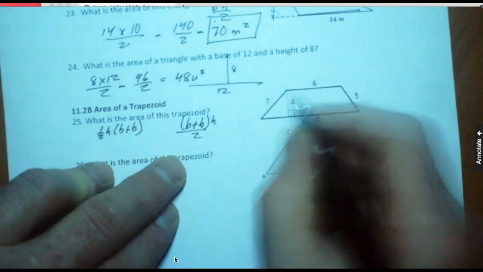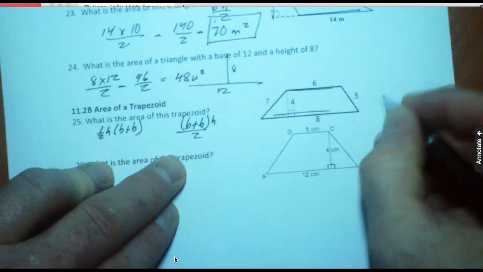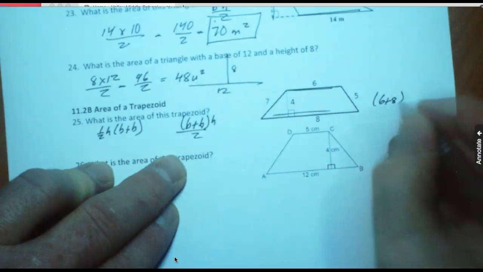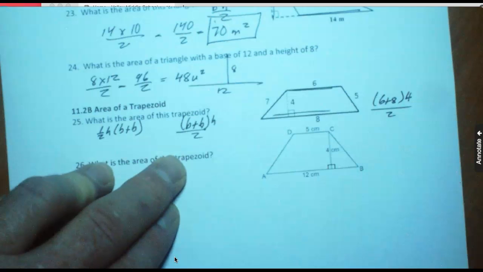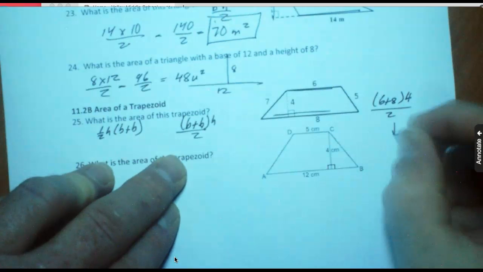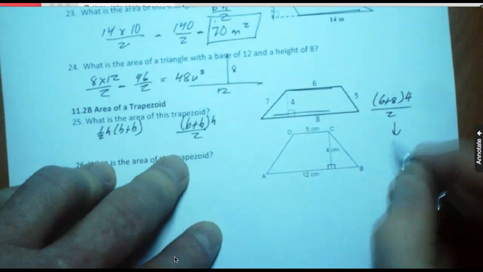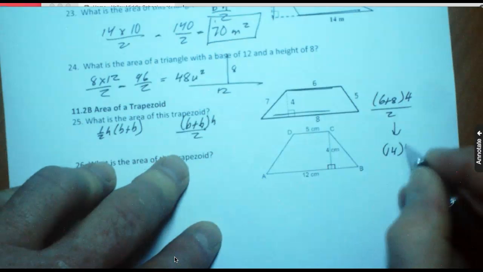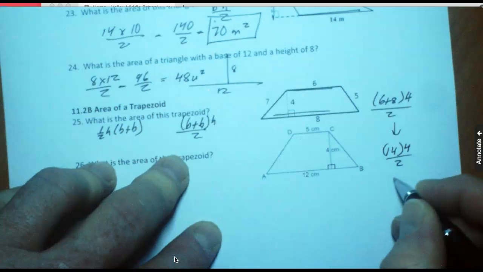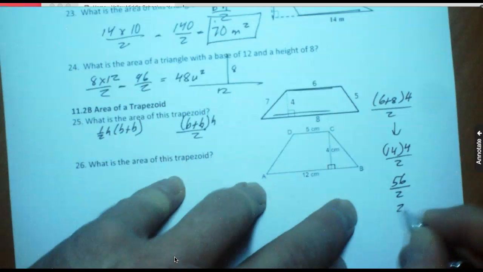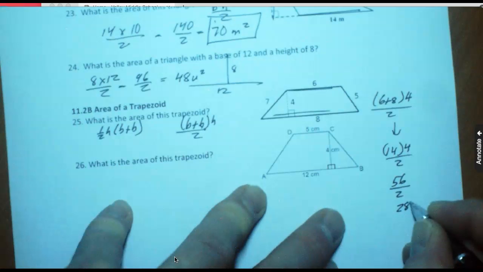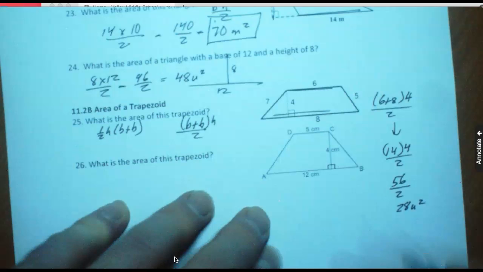So the base plus the base is 6 plus 8. I'll do it over here, 6 plus 8. We're going to multiply that by the height of 4, and we'll divide the whole thing by 2. I'm just going to work down here. So 6 plus 8 is 14 times 4 divided by 2. 14 times 4 is 56 divided by 2. 56 divided by 2 is 28. 28 units squared.